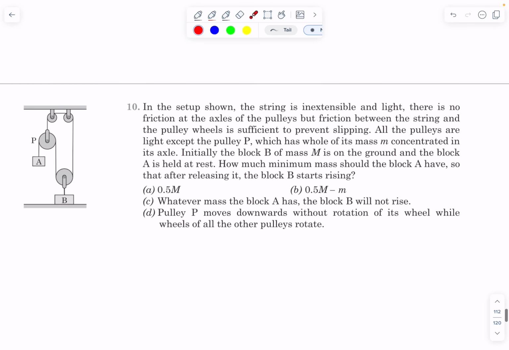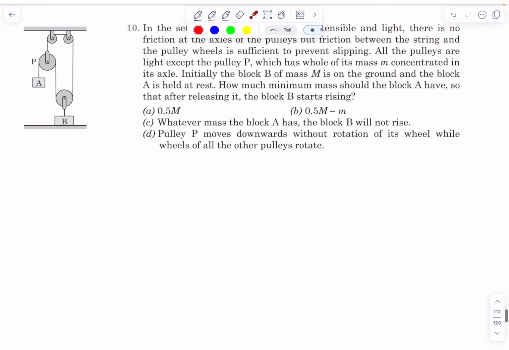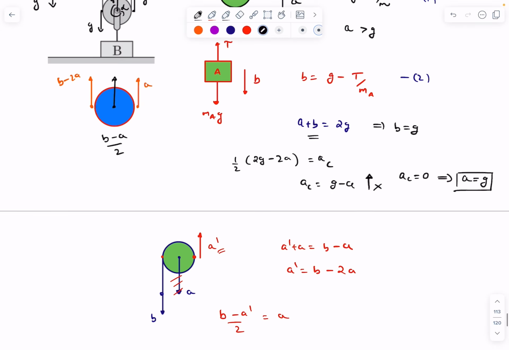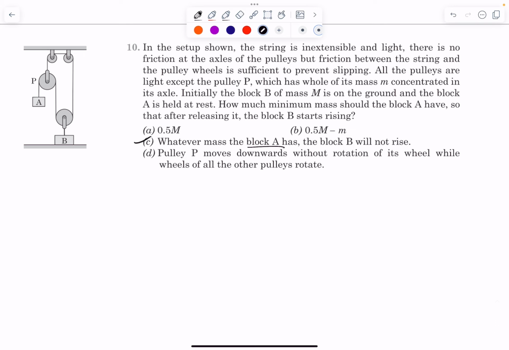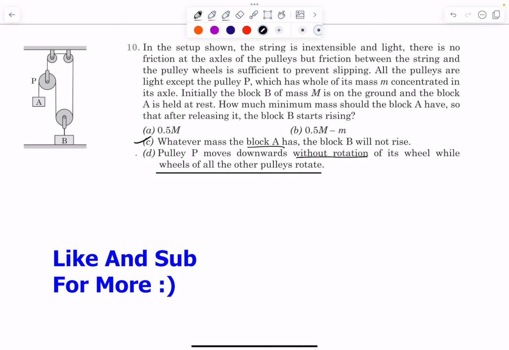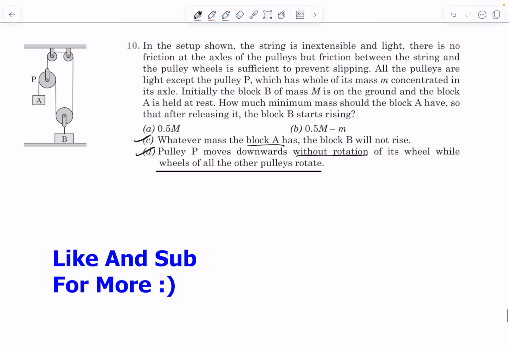So now if we check the options, in option C, they're saying whatever mass block A has, block B will not rise. That would be correct, because a_C greater than 0 was a physically impossible situation, so it will never happen. Now, pulley P moves downward without rotation, which is true, while wheels of the other pulleys rotate. Okay, so this would also be correct. So that was it for this question. The answer will be C and D.